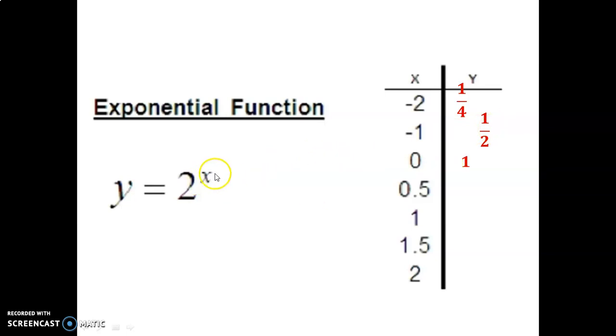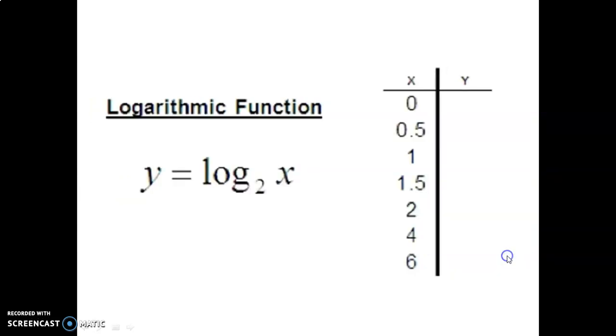Put a 0.5 there, which means a half. That gives you the root of 2, which works out to 1.41. If you continue like that, 2 to the first power is 2. 2 to the 1.5 power is the same as 2 to the 3 over 2, which gives you this, and it equals that. And 2 to the 2 is 4. Great. Then let's try the same thing with a logarithmic function.